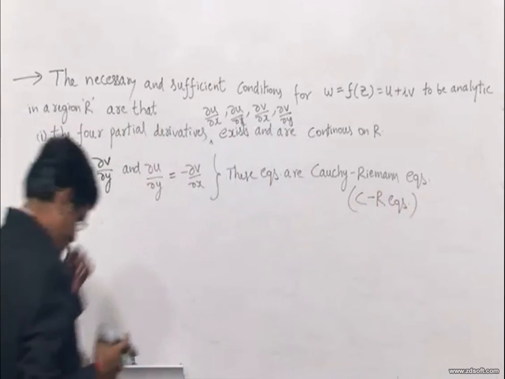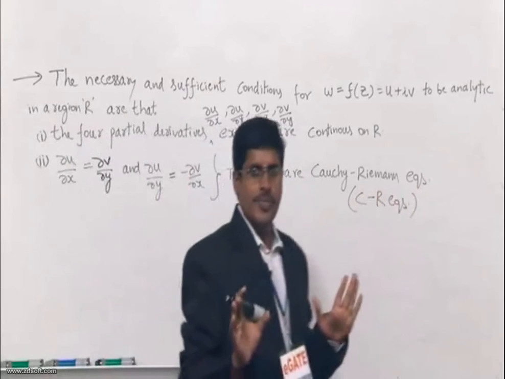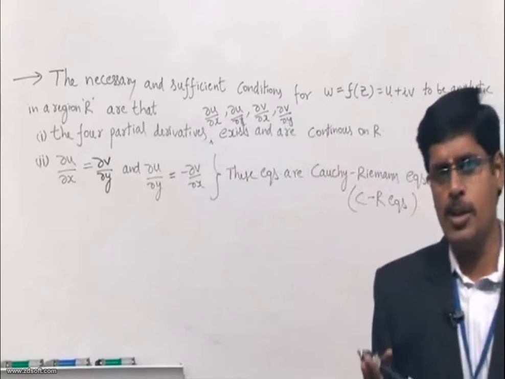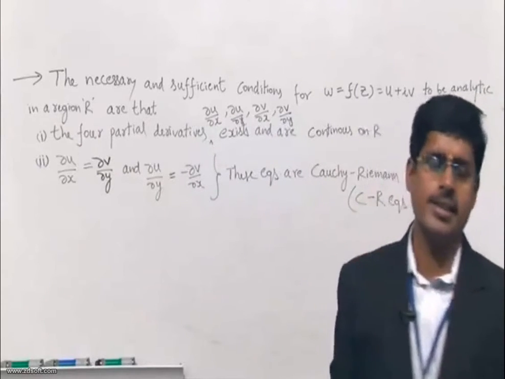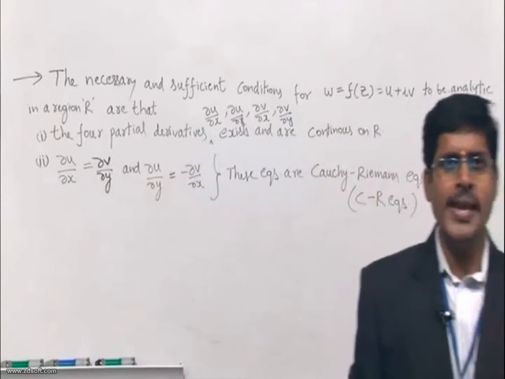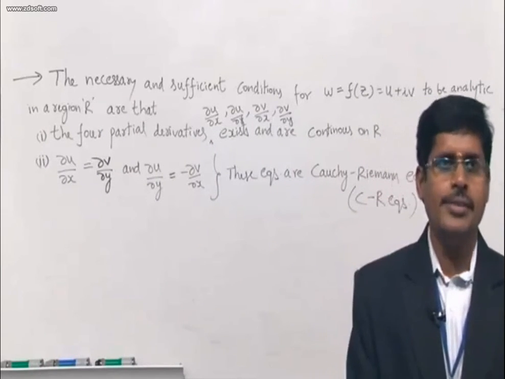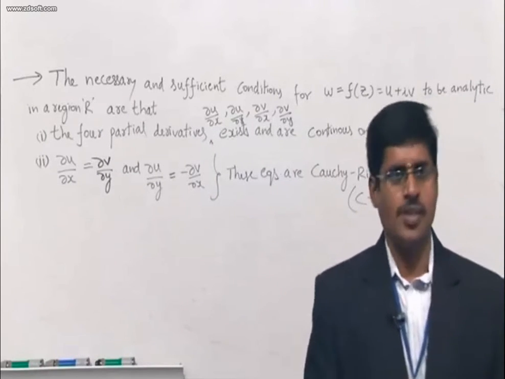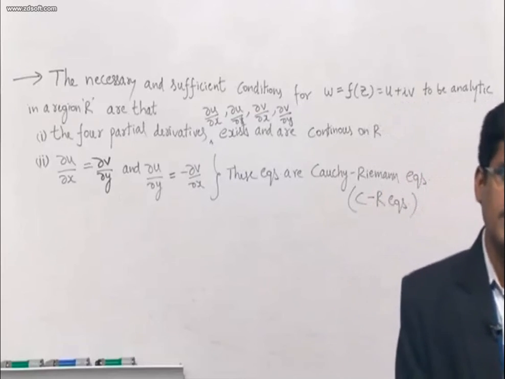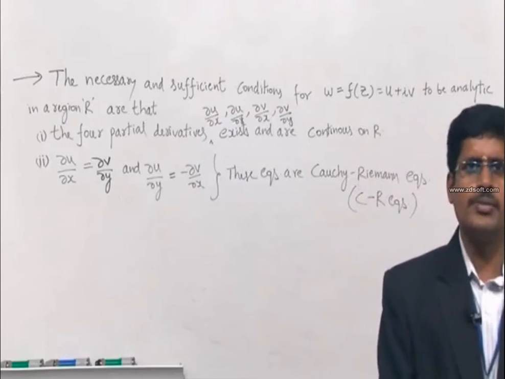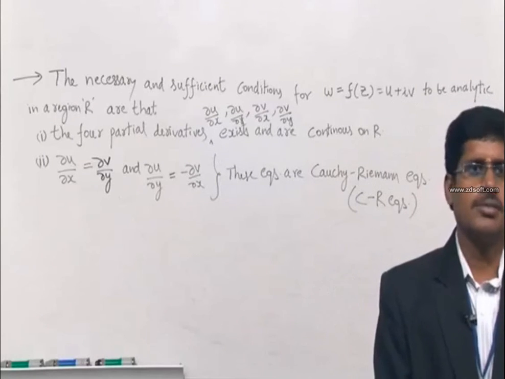See, if the given complex valued function f of z is equal to u plus iv, or w is equal to f of z, to be analytic in a region R, then these two conditions are satisfied. What are they? The four partial derivatives, dou u by dou x, dou u by dou y, dou v by dou x, dou v by dou y exist and are continuous in R.